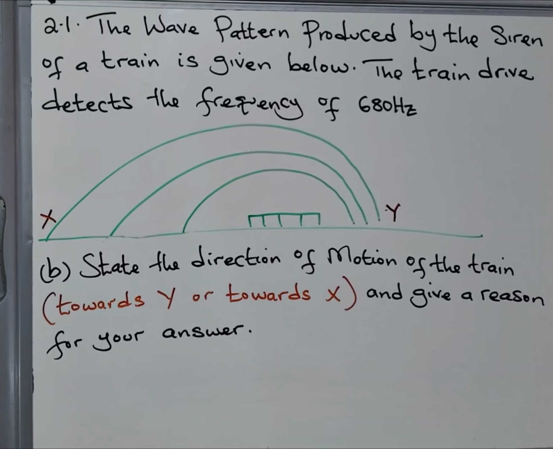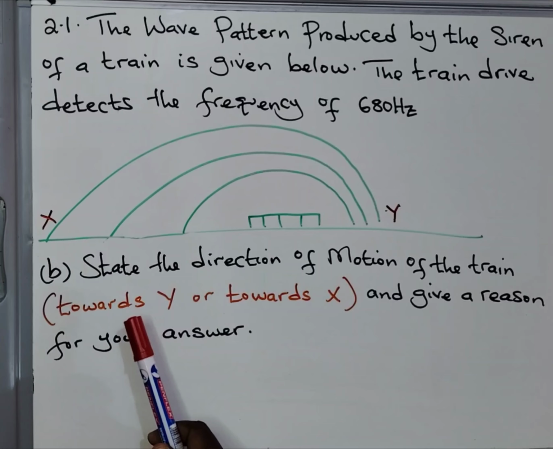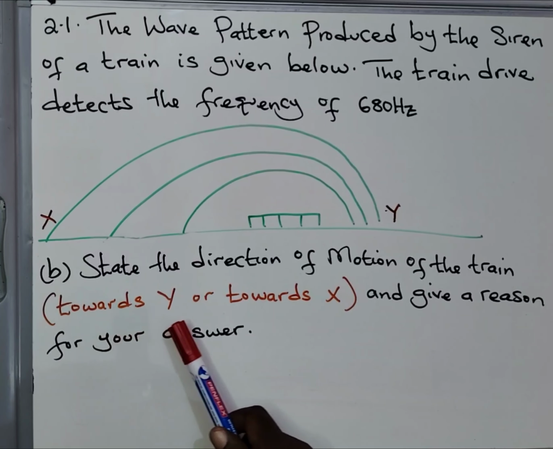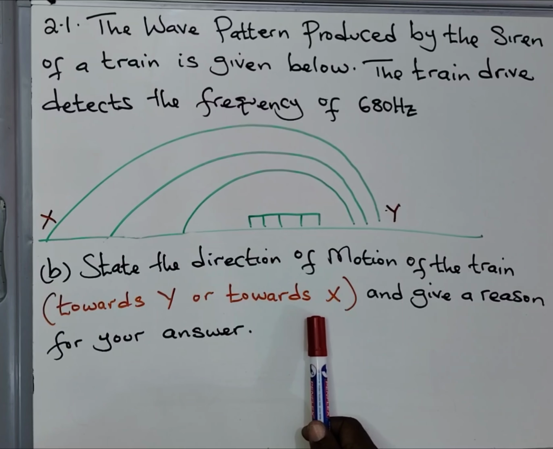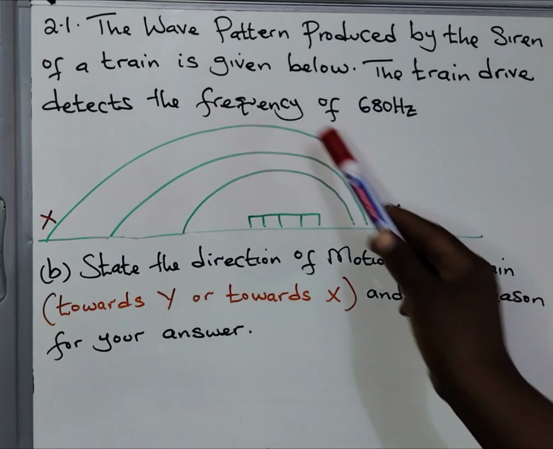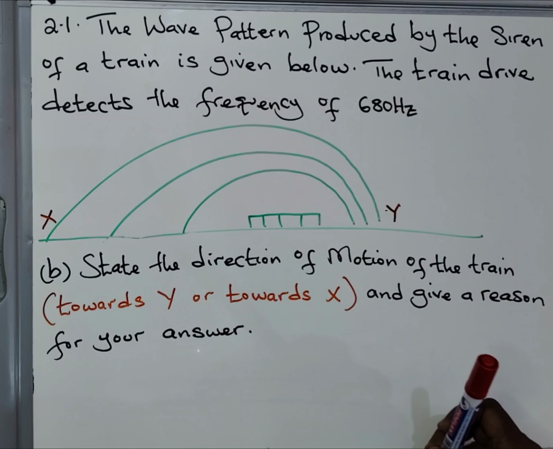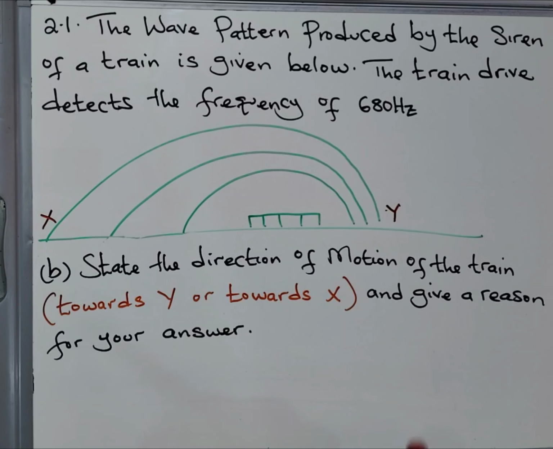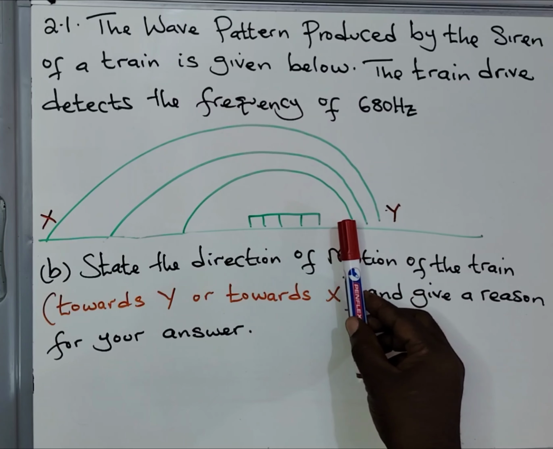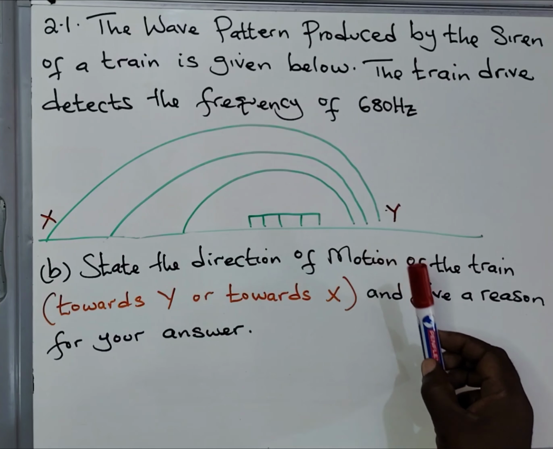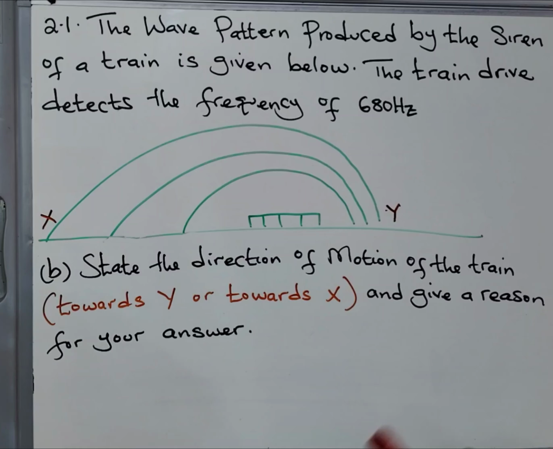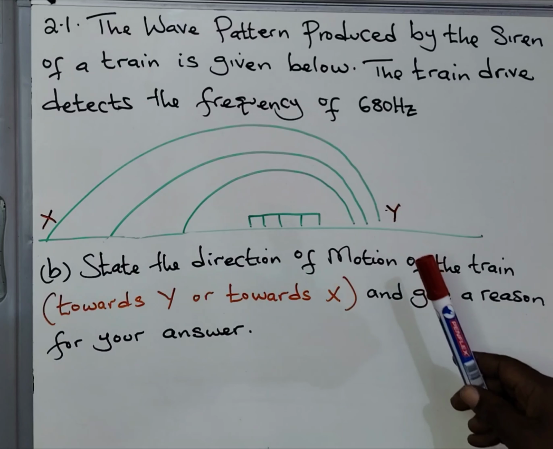So then comes the next question. It says, state the direction of motion of the train, you pick from towards Y or towards X, and give a reason for your answer. So when you analyze this wave pattern, we can assess where the train is moving towards. Okay, what do we see towards Y? The wavefronts are closer, the wavelengths are shorter, and the frequency is higher.